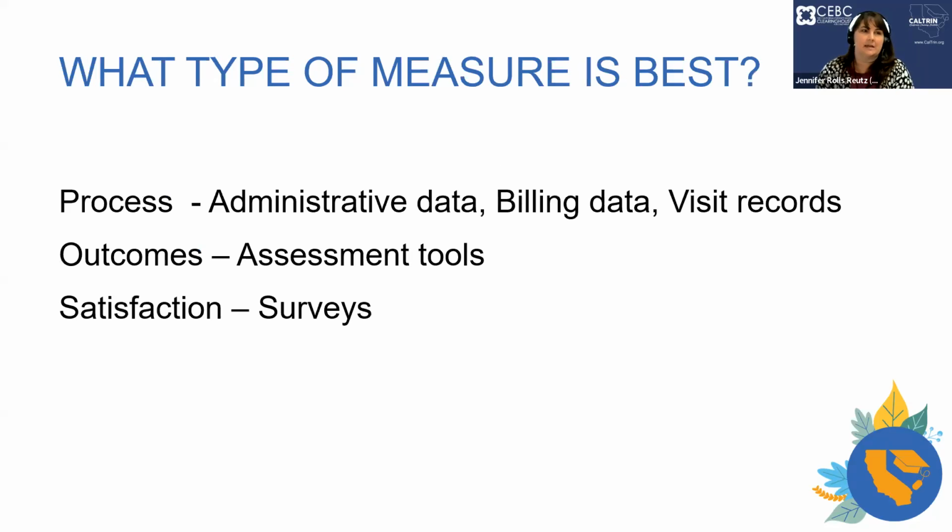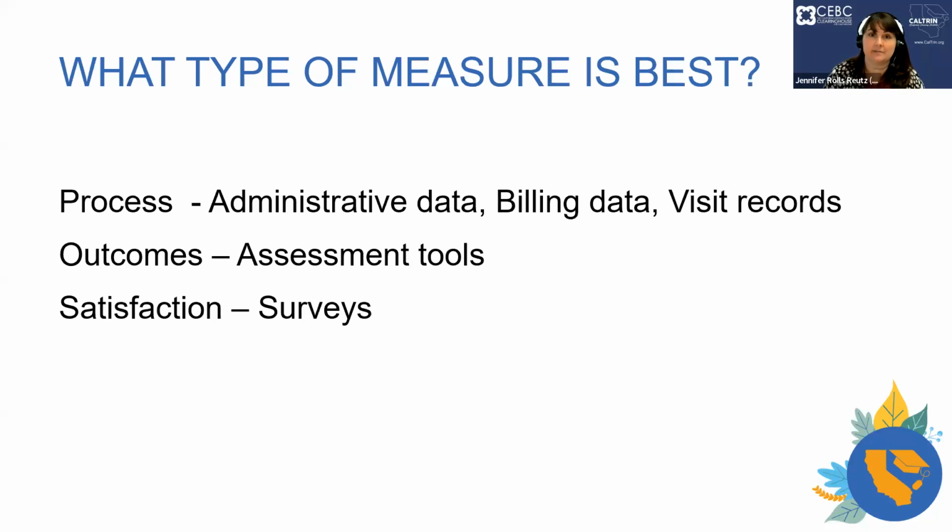So when we think about measurement, we also need to think about what you're trying to measure. Before, we talked about process, outcomes, and satisfaction. So think about what type of measure is best or where it fits with these. If you are looking for process outcomes, so if you're looking for counts, if you're looking for rates, typically administrative data, billing data, visit records are going to make the most sense.